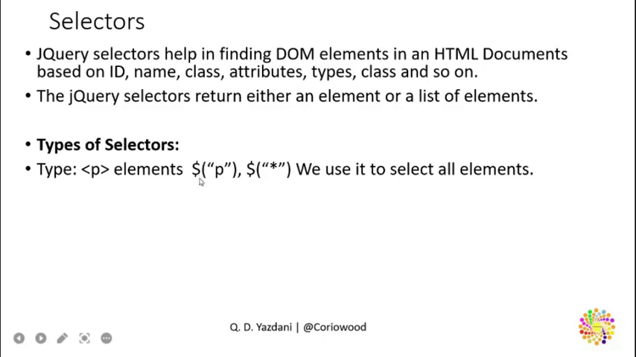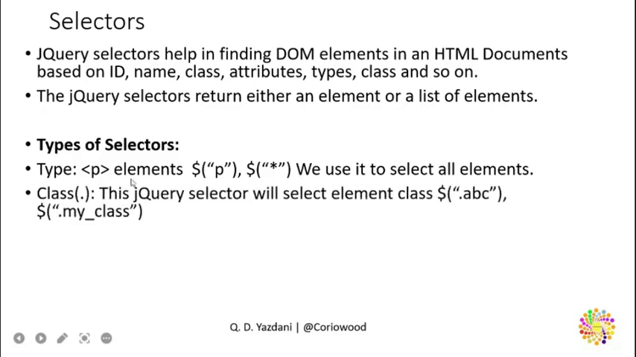We used to put jQuery P, and they made a shorthand of this as the dollar sign. Then we can put a P. You can see this dollar sign as jQuery. Then this one means everything; we use it to select all elements. So when you use this one, it means we select all the elements.